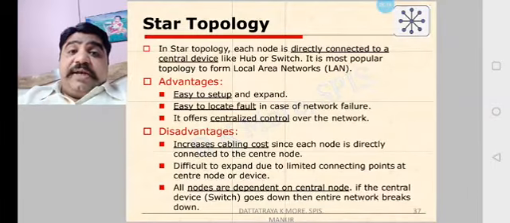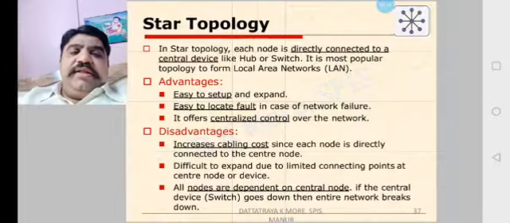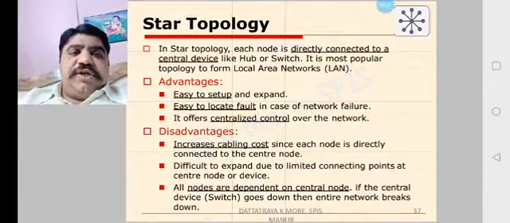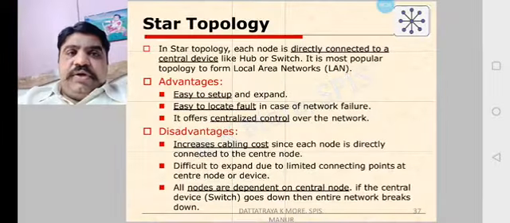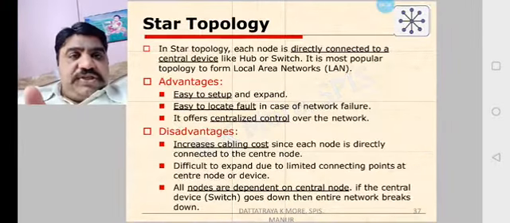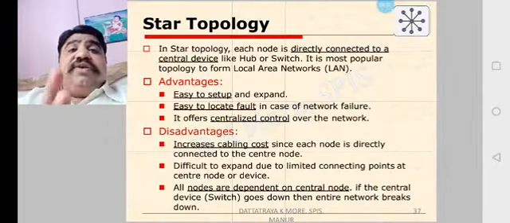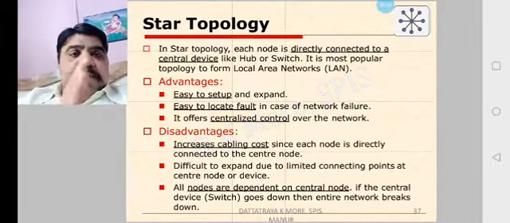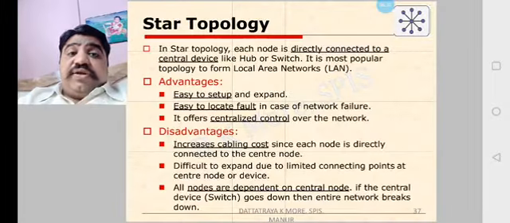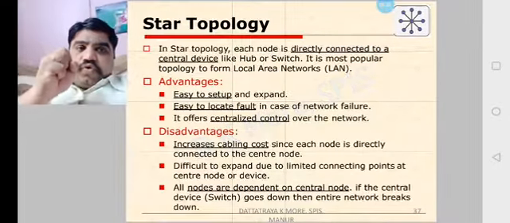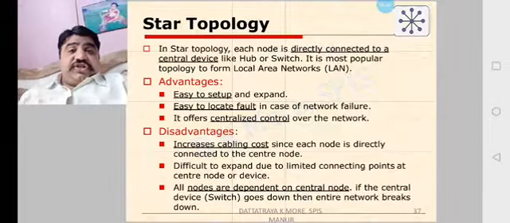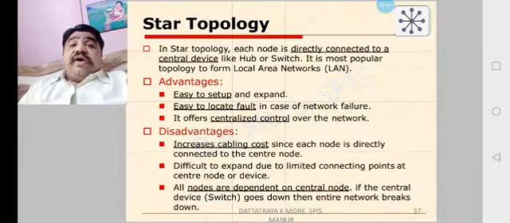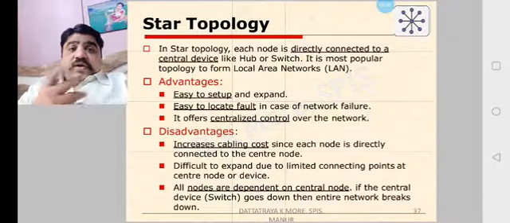First, it is easy to set up and expand. Very easily you can just attach a node to that hub or switch, and your network will be extended. Easy to locate fault in case of network failure. If any node or any cable is damaged, we can easily find it out. We can trace it out with the help of this topology. It offers centralized control over the network because the central place, the hub or switch, is attached. So with the help of that we have control at one place.